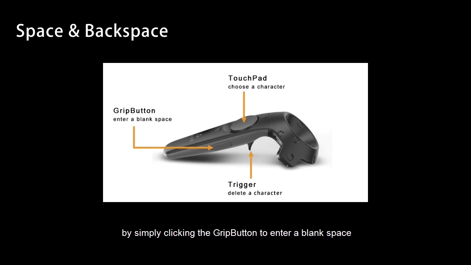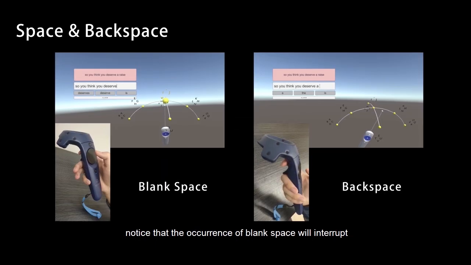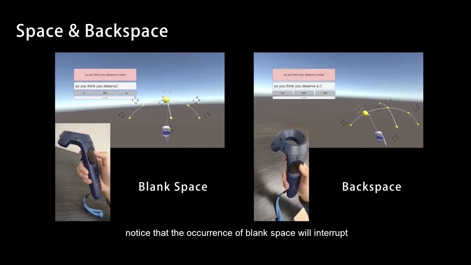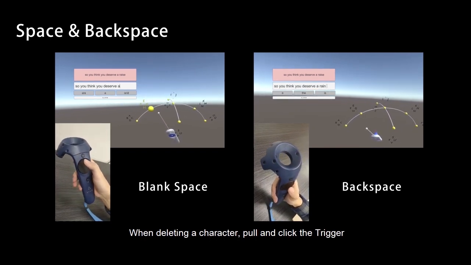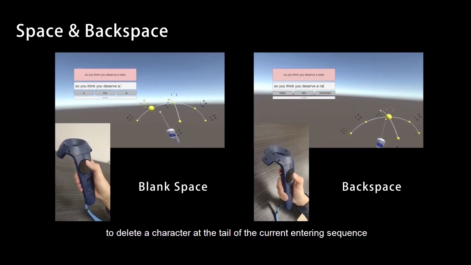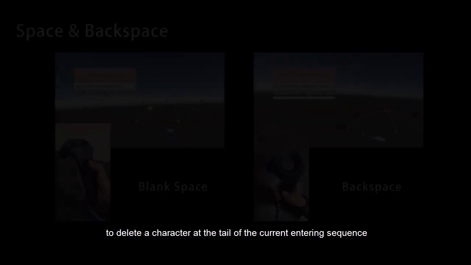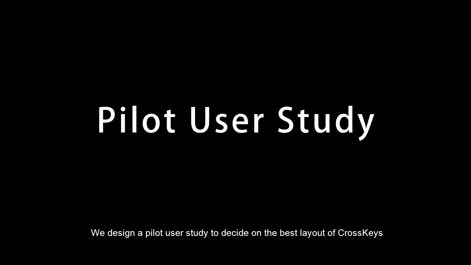A blank space can be entered at any given time by simply clicking the grip button. Notice that the occurrence of a blank space will interrupt and reset the current autocomplete prediction. When deleting a character, pull and click the trigger to delete a character at the tail of the current entering sequence. We design a pilot user study to decide on the best layout of CrossKeys.